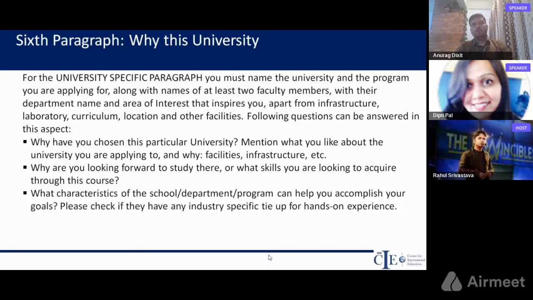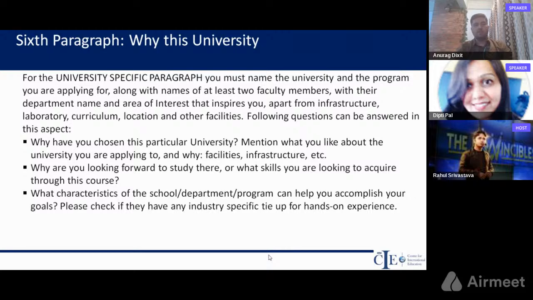Also, you can talk about the infrastructural facilities that the university provides. That is also an important aspect. You have to talk about, for example, the labs, the curriculum. You can talk about the location, what kind of advantage the location of the university can bring, and any other facilities that the university might have. So these kinds of questions can be answered in this aspect: why have you chosen a particular university? Mention what you like about the university you are applying to and why, like facilities, infrastructure, etc.